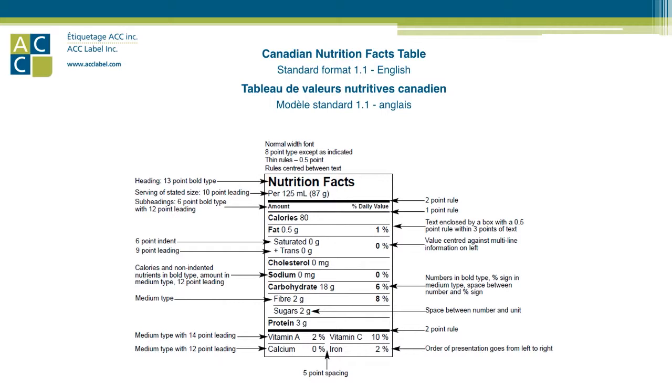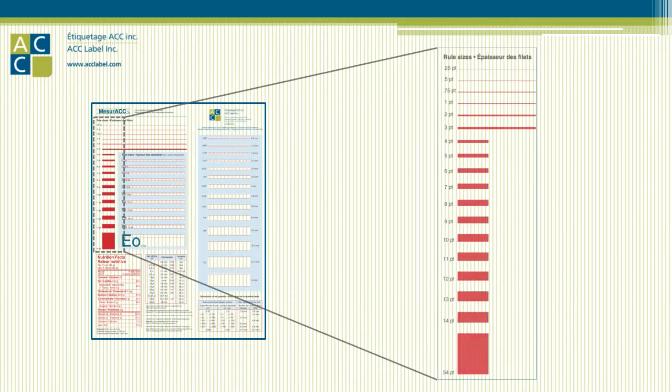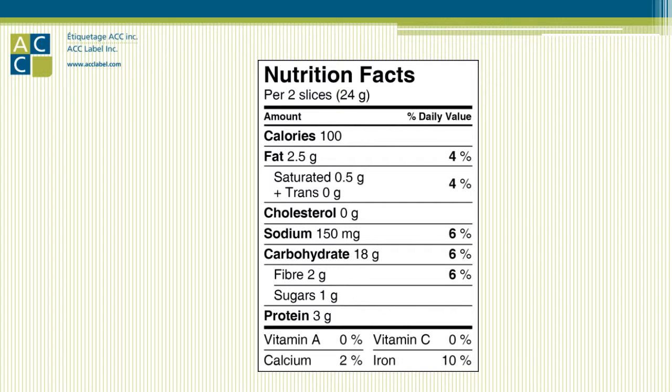This image displays the graphic and technical requirements of the standard unilingual nutrition facts table format, Model 1.1. The lines on the left side of the MesurACC may be used to measure rule sizes, leading spaces, and indents. For example, the standard nutrition facts table has 3 different rule sizes: 1-point rule, 0.5-point rule, and 2-point rule.